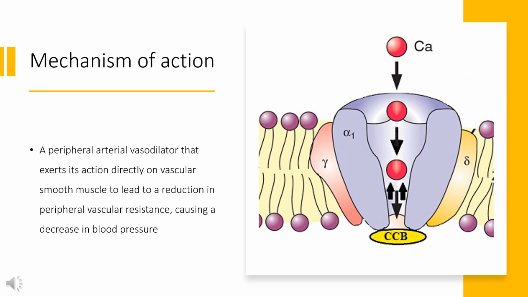The decrease in intracellular calcium inhibits the contractile processes of the myocardial smooth muscle cells, causing dilation of the coronary and systemic arteries, increased oxygen delivery to the myocardial tissue, decreased total peripheral resistance, decreased systemic blood pressure, and decreased afterload.